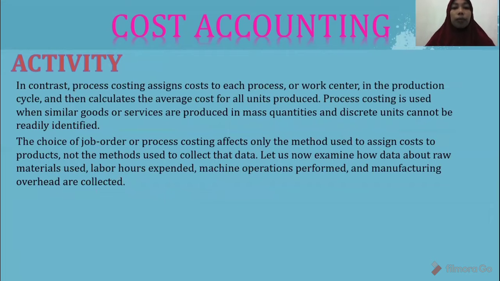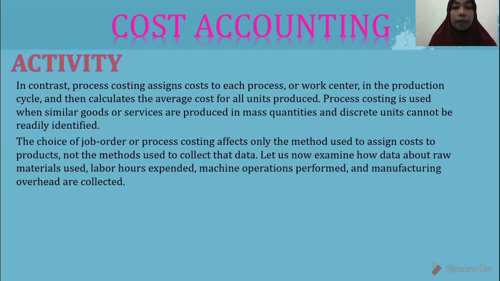In contrast, process costing assigns cost to each process or work center in the production cycle and calculates the average cost for all units produced. Process costing is used when similar goods or services are produced in mass quantities and discrete units cannot be readily identified. The choice of job order or process costing affects only the method used to assign cost to product, not the method used to collect the data.